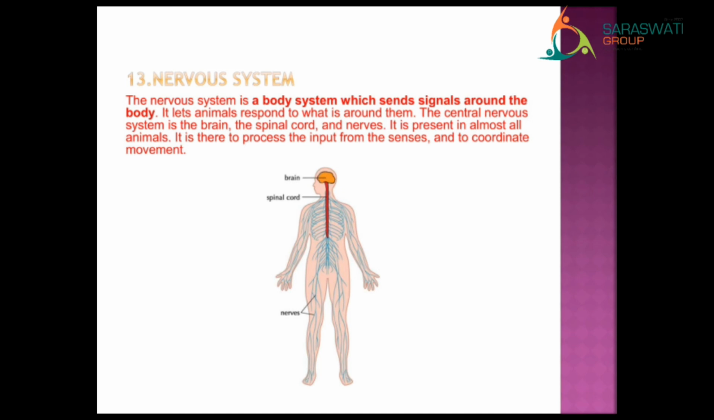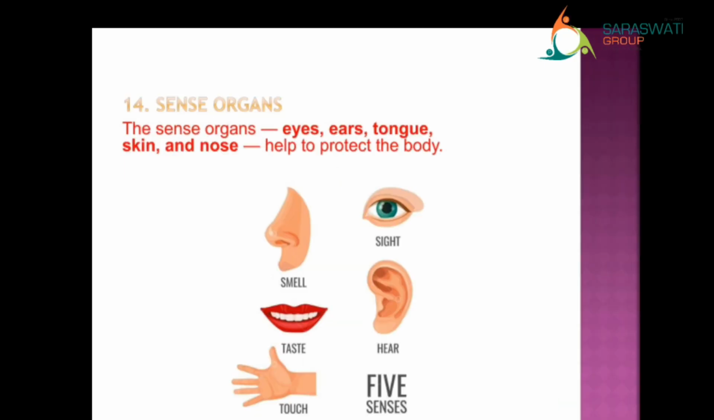So in a similar manner, our nervous system is the engine of the body. The nervous system is the engine of our body. The brain, the spinal cord and the nerves form our nervous system. And the brain controls all the organ systems of our body. Clear? Now, next, number 14, sense organs.